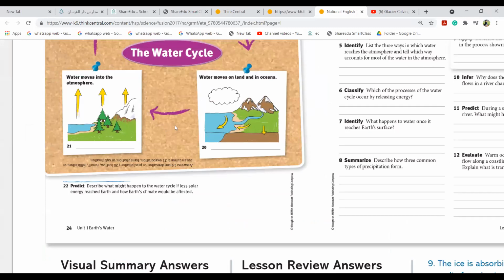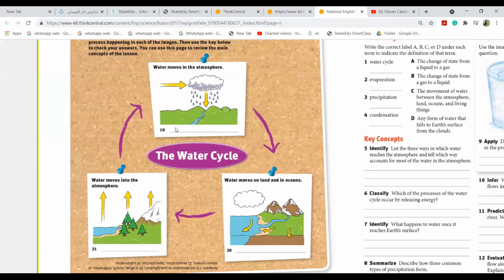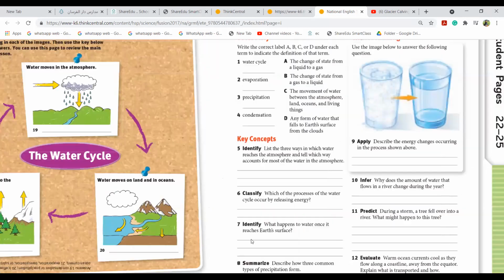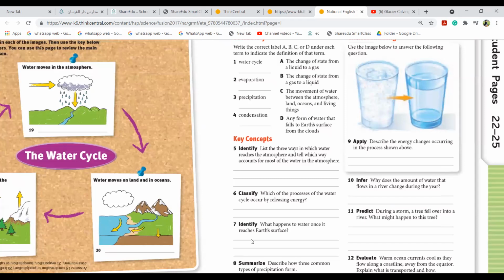When it is raining, what is it called? Number 19: condensation or precipitation. Here it is called transpiration or evaporation. And number 20: is it runoff, infiltration, or ocean current? Now, one by one.